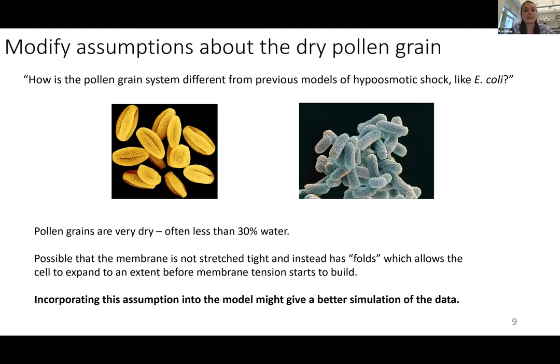So one possibility is that when the pollen grain dries down, the membrane is no longer stretched tight because the protoplast is no longer filled with water. Instead, the membrane has folds that actually have to unfold before membrane tension can start to build. We thought about incorporating this membrane unfolding idea, and possibly that could explain some of the discrepancies between the model and the experimental data. So we sought to incorporate that into our model.